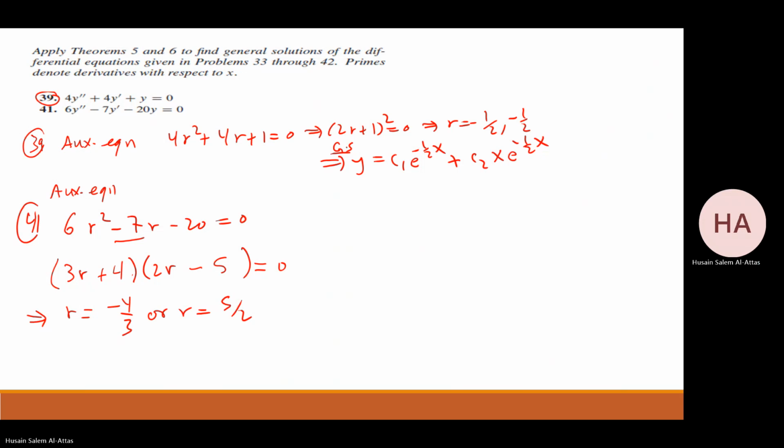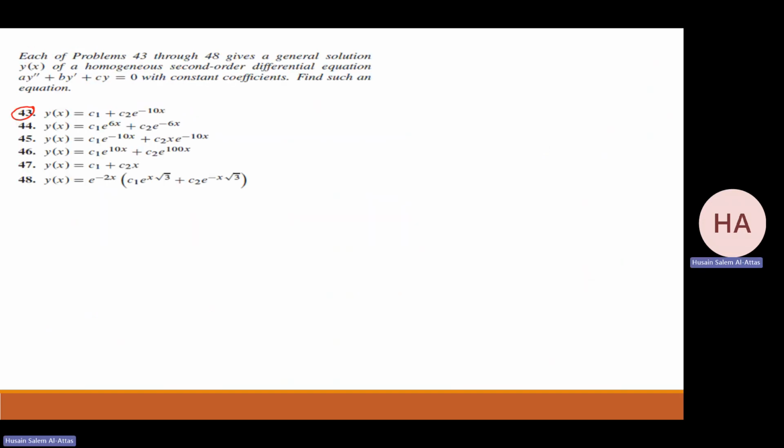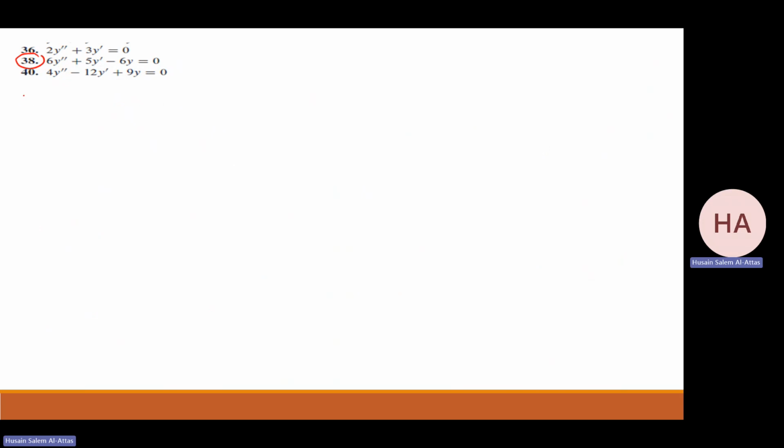So it will be my general solution. y equals C1 e to the power minus 4 over 3 x plus C2 e to the power 5 over 2 x. If you're going to do it this way, do it using the quadratic formula: x equals minus b plus or minus. You remember this. You'll get the sense.